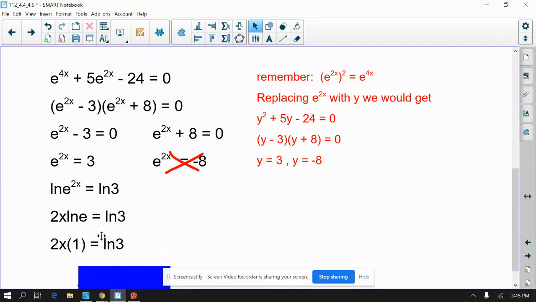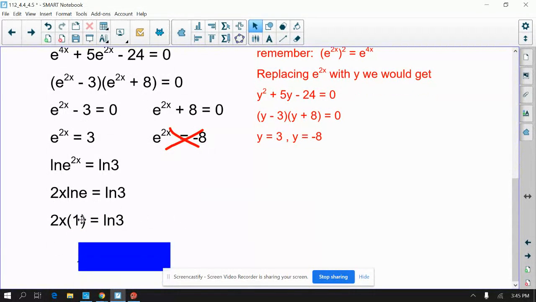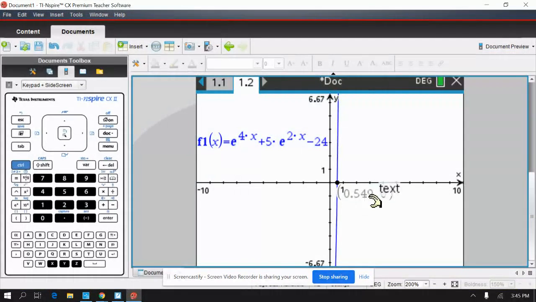So natural log of e is just 1. So this is really 2x times 1. And to solve for x, I've got to divide by 2. So x is the natural log of 3 divided by 2. And guess what? The natural log of 3 divided by 2 is about 0.55. And that's exactly what our graph did. So this is why we love graphs, because they're just so fast. They tell us everything.